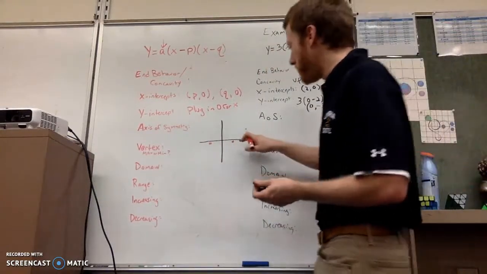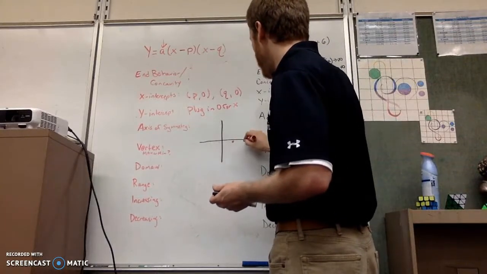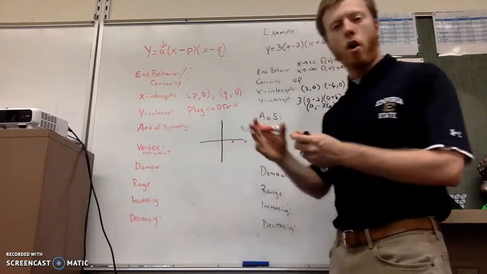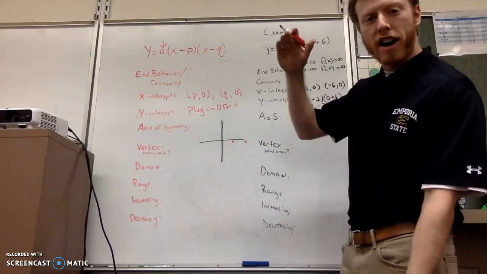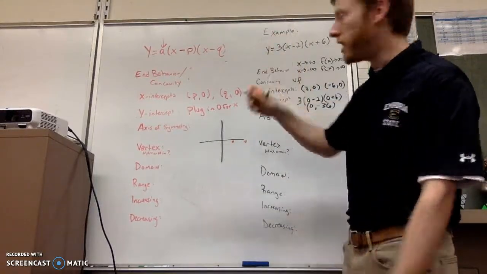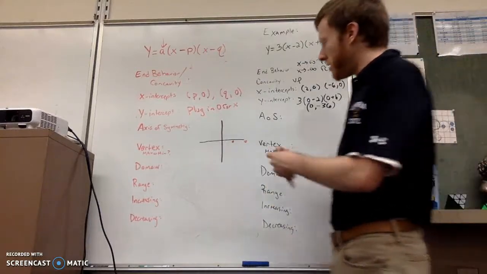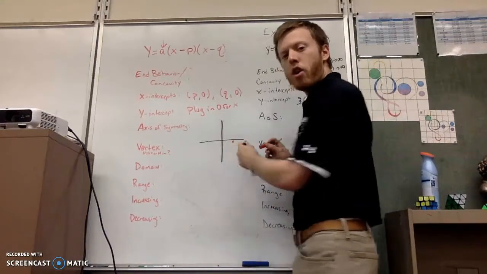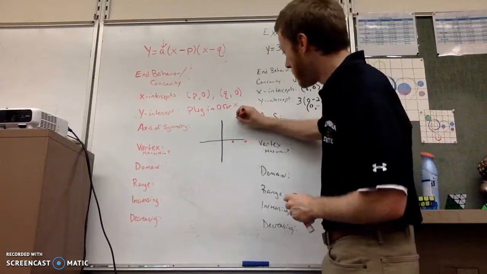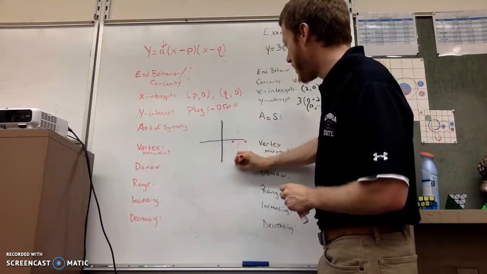Maybe they're both on the same side. But we have no idea how far down it goes, how far it's stretched. That's where the a comes into play. But we do know something here. Since these two points have the same height, we know that the axis of symmetry has to cut down in between them.